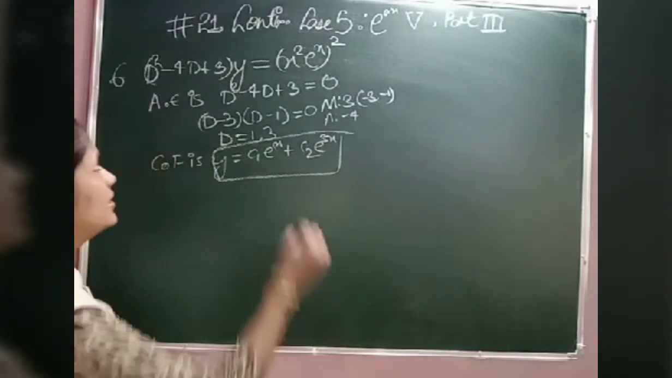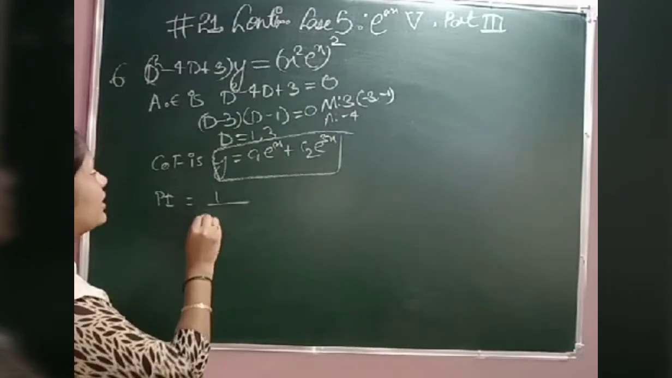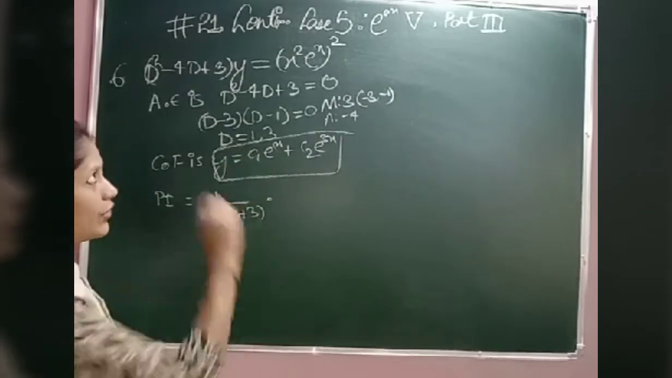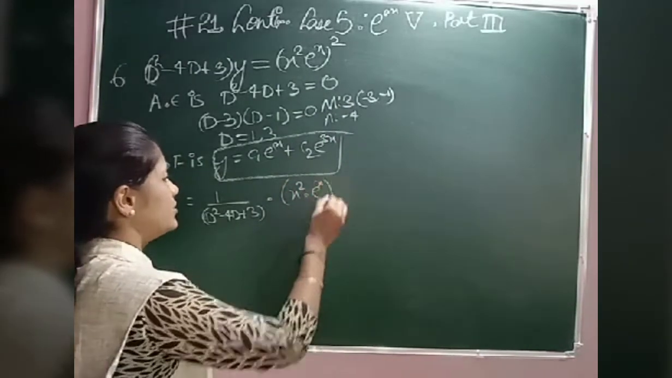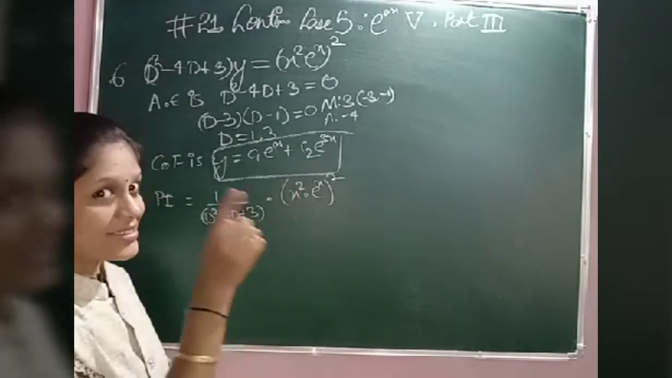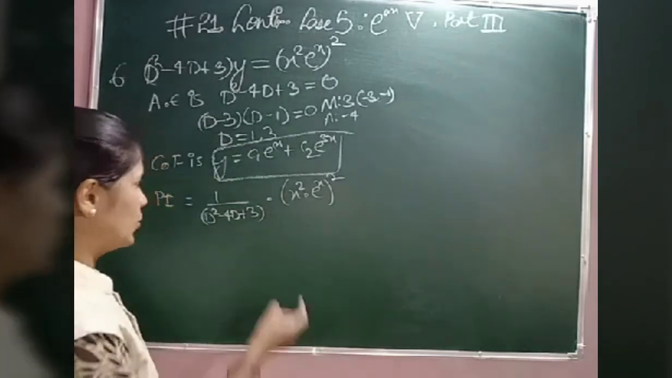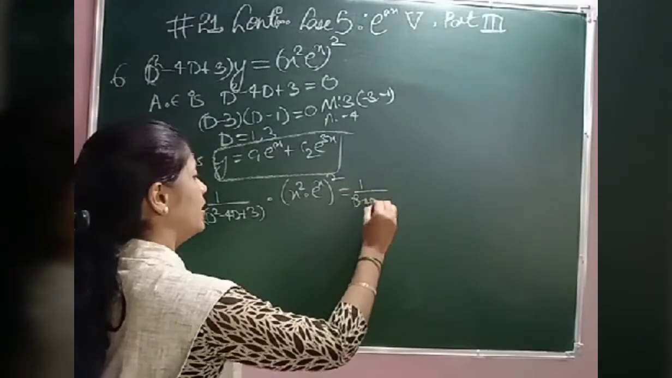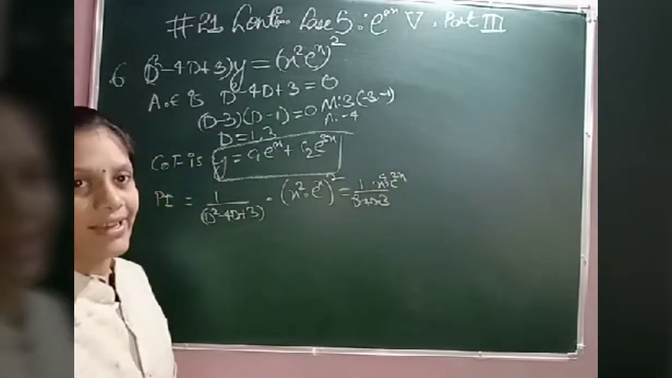Now let us find the PI. PI equal to 1 upon f of D, that is D square minus 4D plus 3, of e raised to x whole square. What does this mean? x square multiplied 2 times, bases are the same, adding powers, x power 4, and e raised to x, e raised to x, e raised to 2x, right? So this is 1 upon D square minus 4D plus 3 of x raised to 4 e raised to 2x.